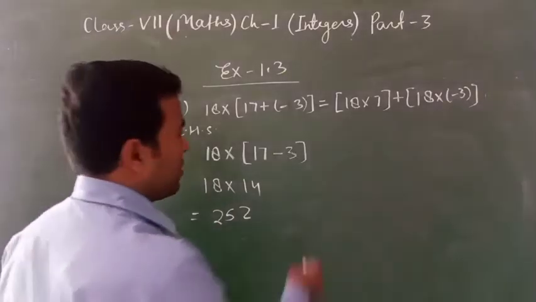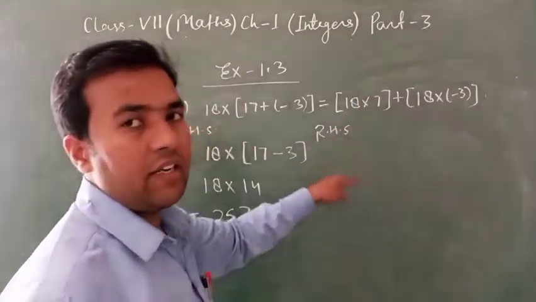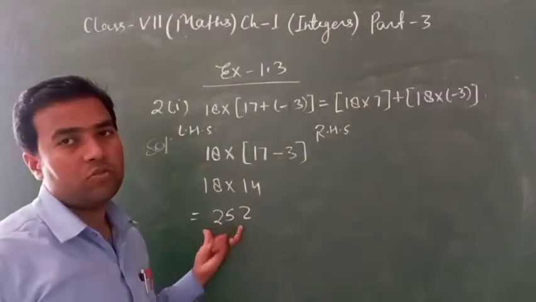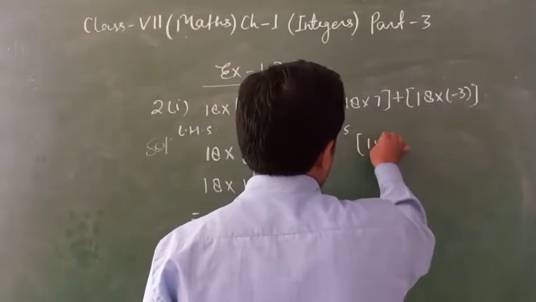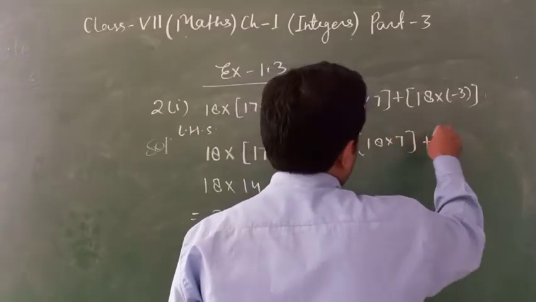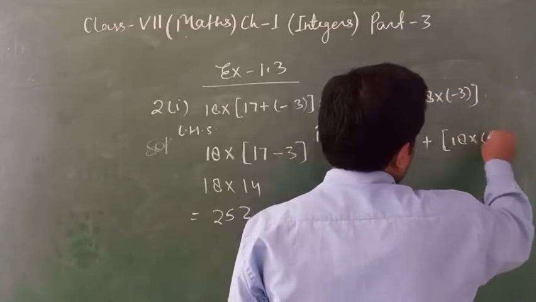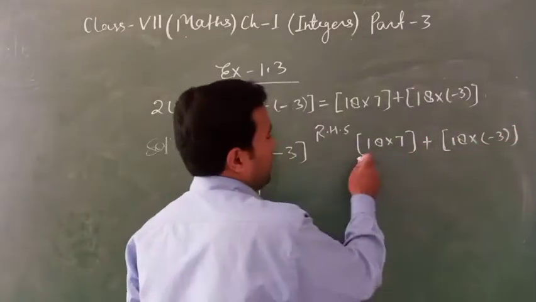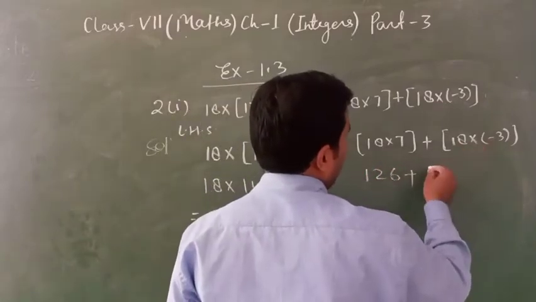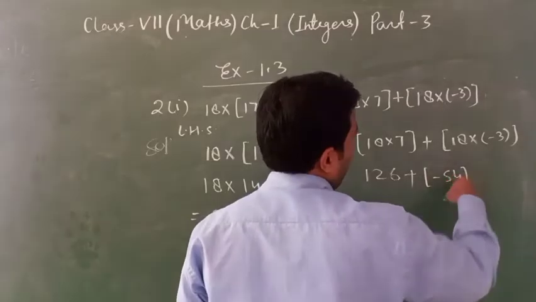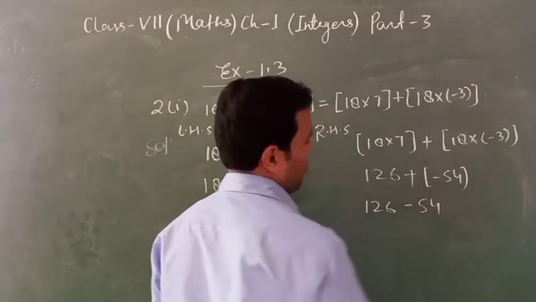Clear? Then the right hand side. The right hand side is this. Find it. If the answer comes 252, then it is correct. 18 into 7 plus 18 into minus 3. 18 sevens are 126, plus 18 threes are 54. Okay? Then 126 plus into minus 54. Okay?